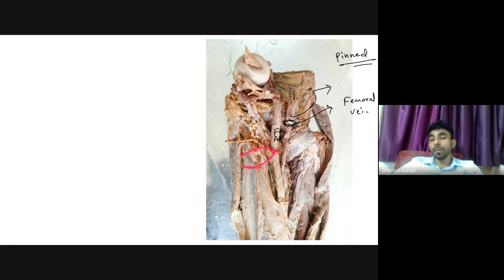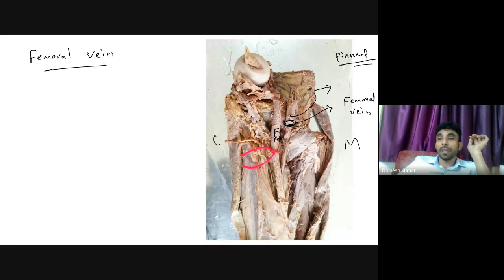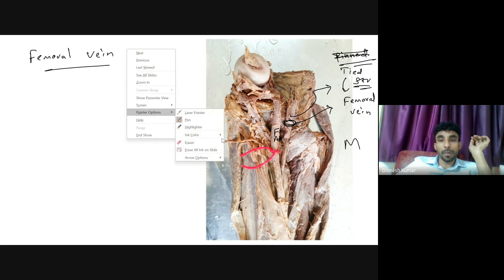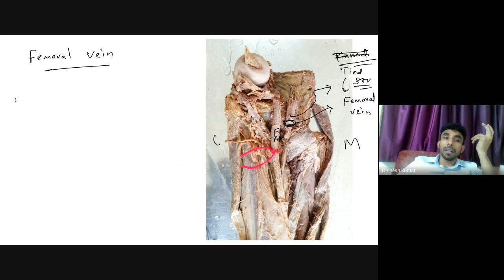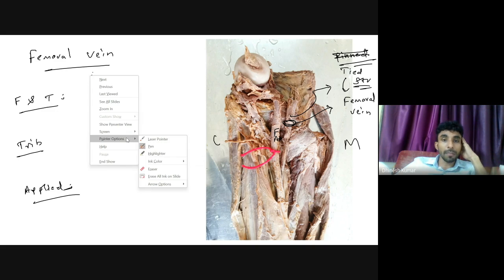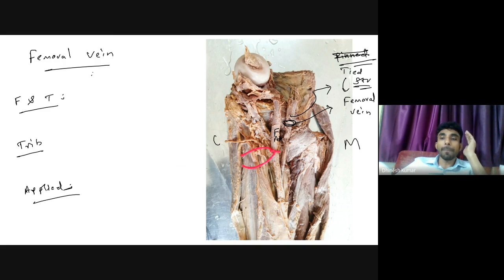That time itself I told femoral artery lies just lateral to the femoral vein. In this diagram, this is the medial side, this is the lateral side. So sometimes femoral vein may be tied. The tied structure is femoral vein, and the subquestion may be formation and termination, otherwise tributaries, otherwise applied aspect. Any of these three may be a subquestion for the femoral vein. So femoral vein is moving upwards, isn't it?